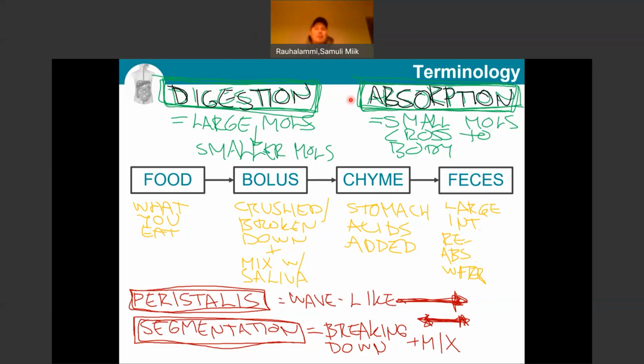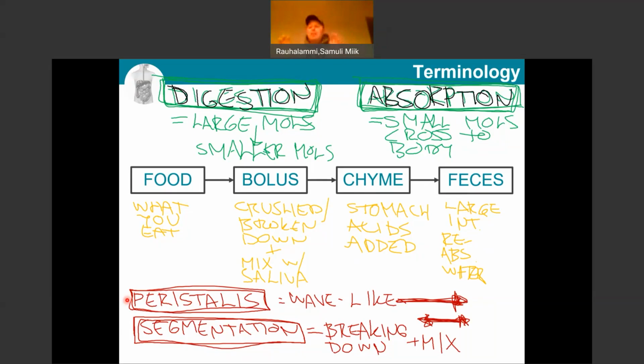So those two concepts, make sure that you know the difference between digestion and absorption. The next thing that I want to talk about refers to the two types of movement that we see in the digestive tract. And we've seen some of these movements in other systems as well, for example, in the urinary system, but let's review them now in greater detail.